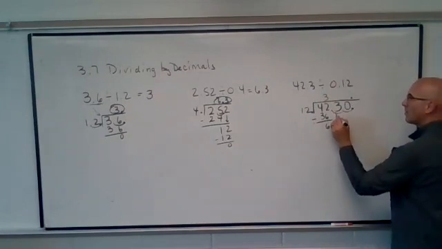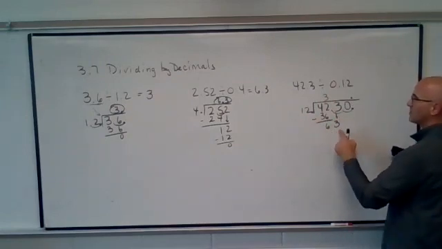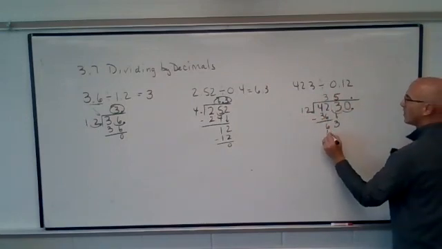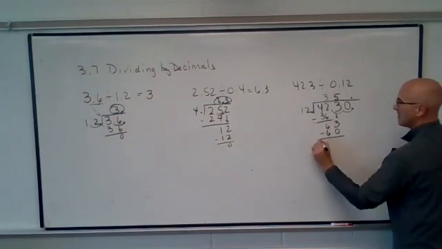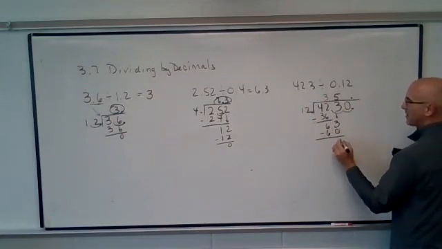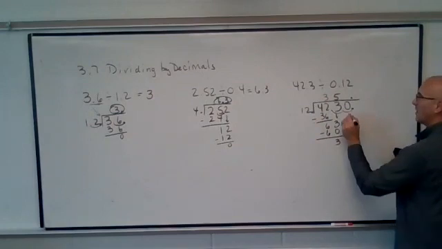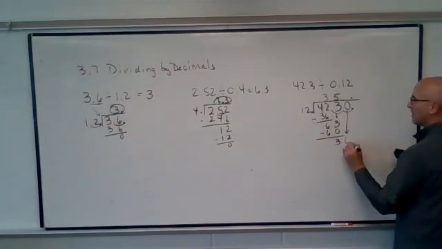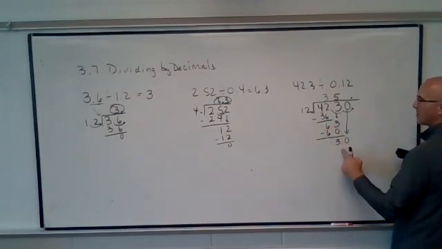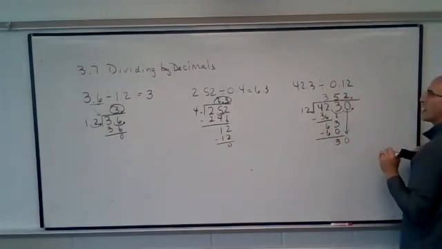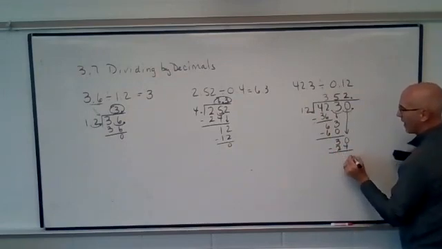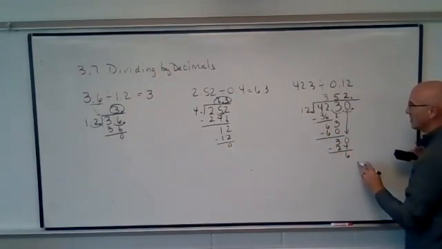Then we bring down the 3. 12 goes into 63 5 times. 5 times 12 is 60. And then we subtract 63 minus 60, and we get 3. Then we bring down our next digit, making this 30. 12 goes into 30 2 times. 2 times 12 is 24. We subtract, and we get 6.